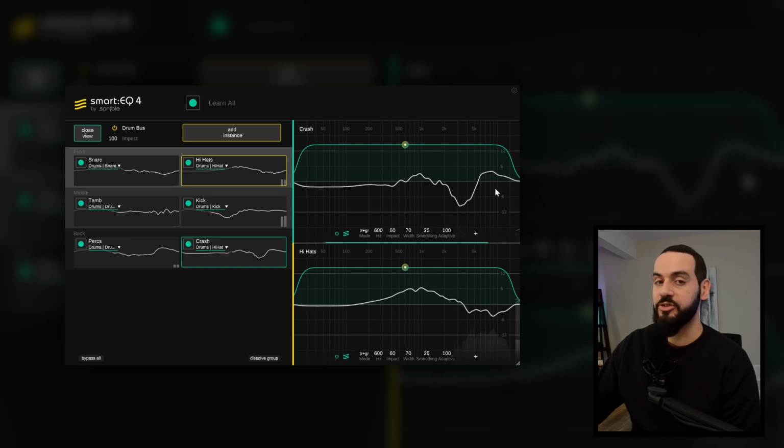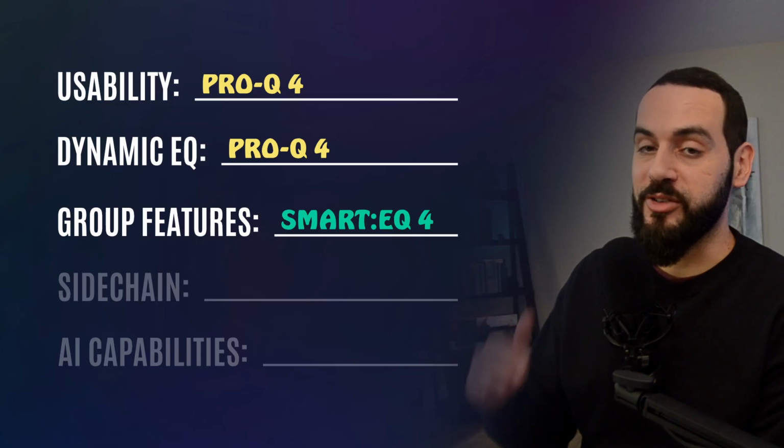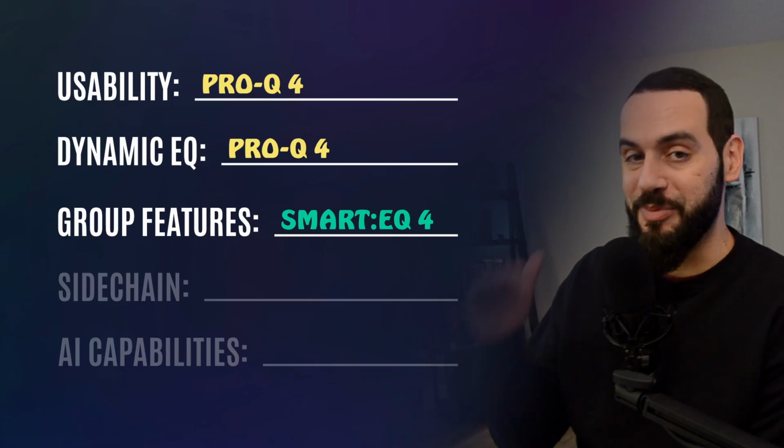The filter begins to change based off of the signal that is coming through. So Smart EQ4 really shines by making dynamic spectral changes when it's running inside of group mode. And because of that, Smart EQ4 is a clear winner in regards to group management.